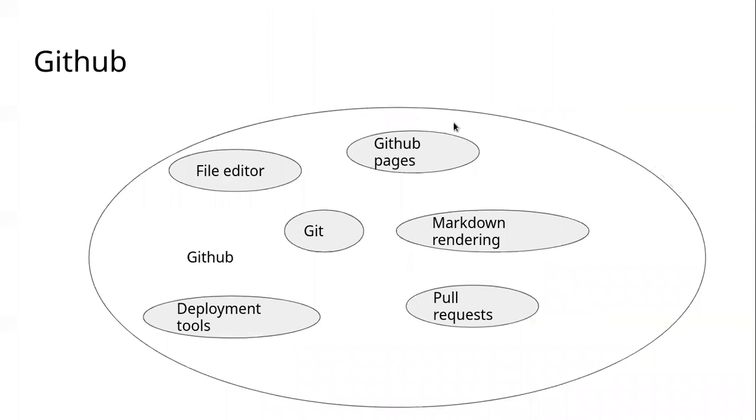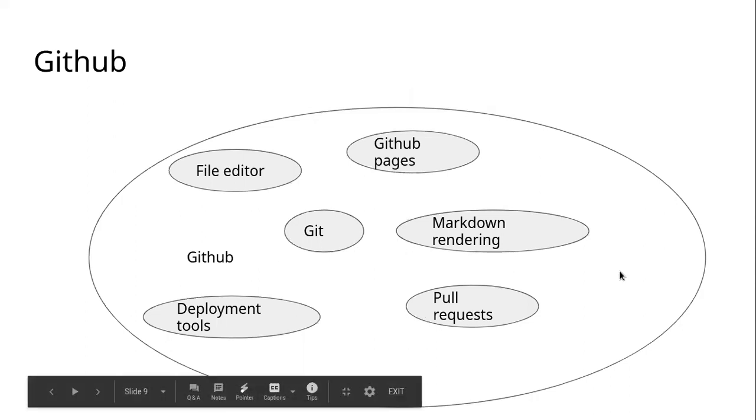So if you think about Git, it's a small thing, like it's a tool, but it's one thing. But when you talk about GitHub, it has so many other features as well. For example, GitHub has something called pull requests, which was not there in original Git.